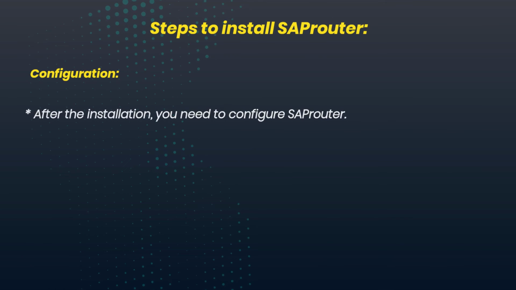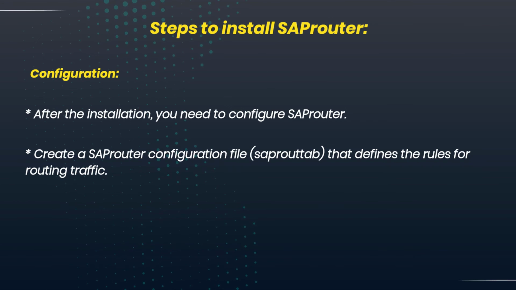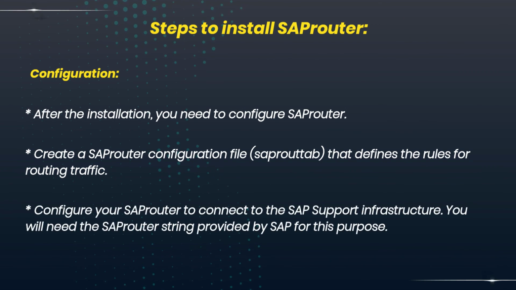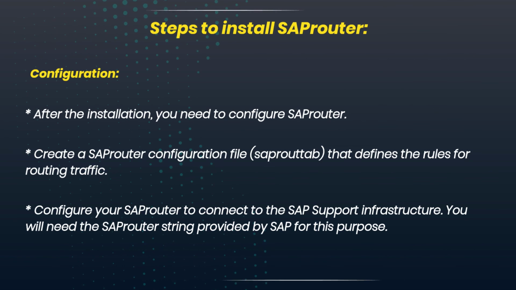Configuration. After the installation, you need to configure SAP Router. Create a SAP Router configuration file that defines the rules for routing traffic. Configure your SAP Router to connect to the SAP support infrastructure. You will need the SAP Router string provided by SAP for this purpose.